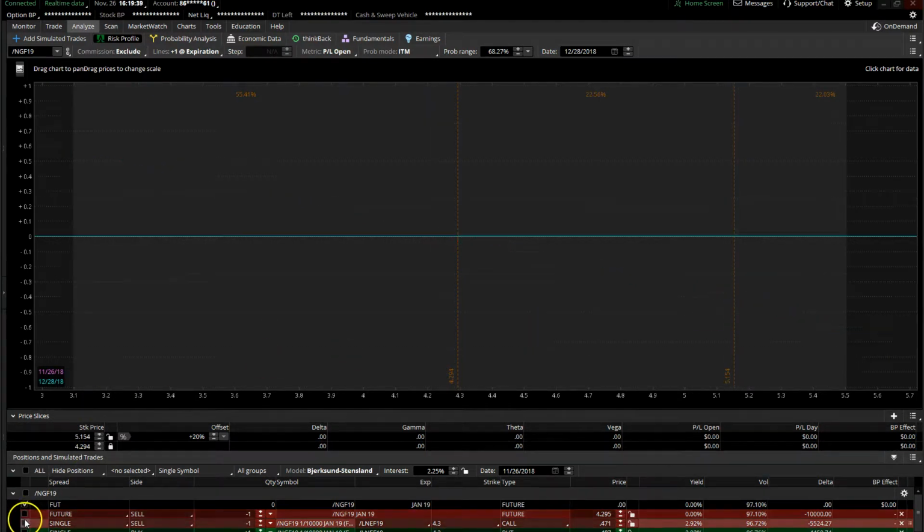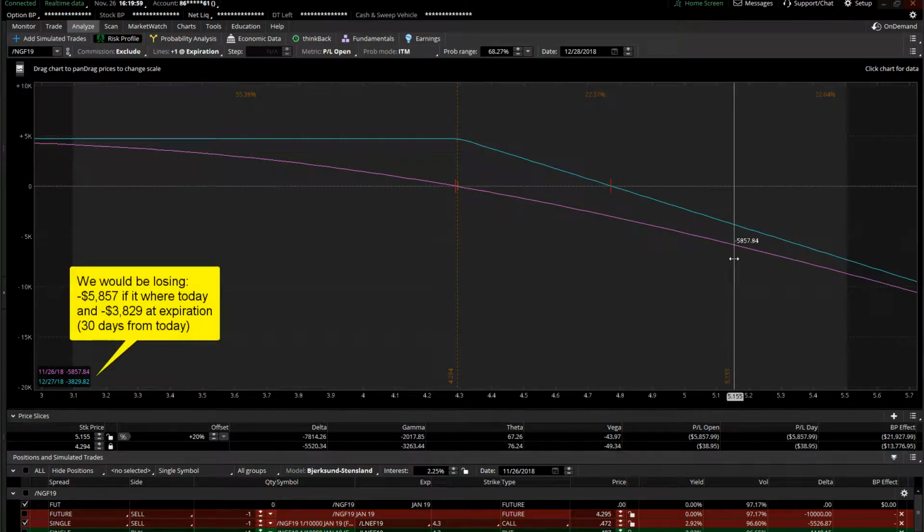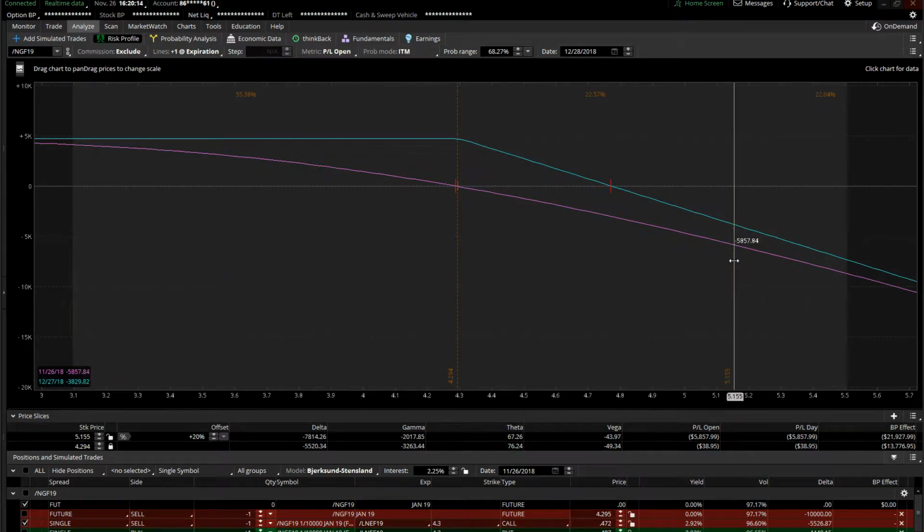So if we did an at the money call, this is an at the money call at the 4.3 strike, and we get the same move, we see that if we did get this move today, we'll be losing around $5,000, and at expiration we'll be losing almost 4,000, like 3,800 basically. You can see right here when I put the mouse over. So right off the bat, you can see how just trading a naked call is a lot safer.